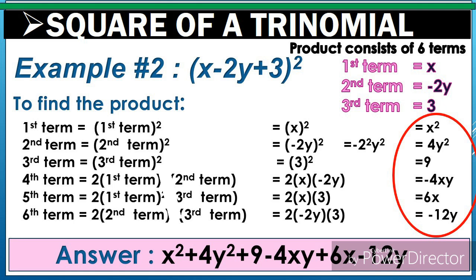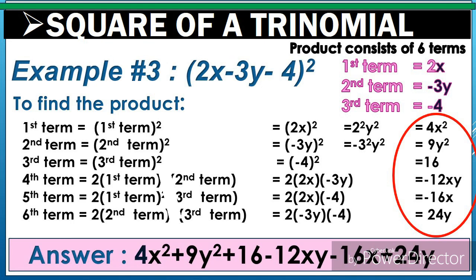And this is now our final answer, x squared plus 4y squared plus 9 minus 4xy plus 6x minus 12y. Okay, next, number 3 example. The quantity of 2x minus 3y minus 4 squared. Okay, ang first term natin dito is 2x. Ang second term natin is negative 3y. Ang third term natin is negative 4.